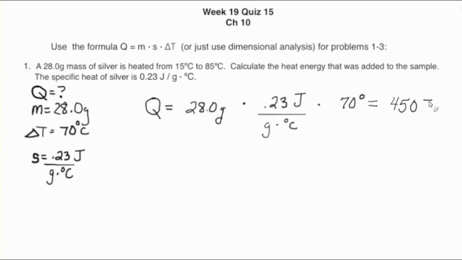450 joules. This actually calculates out to 450.8, but you only have two significant figures here, so you have to round that to 2 sig figs, so you get 450 joules. The grams cancel, the degrees C cancel. Your answer is in joules, which is a measure of heat energy. And that is the answer to number 1.